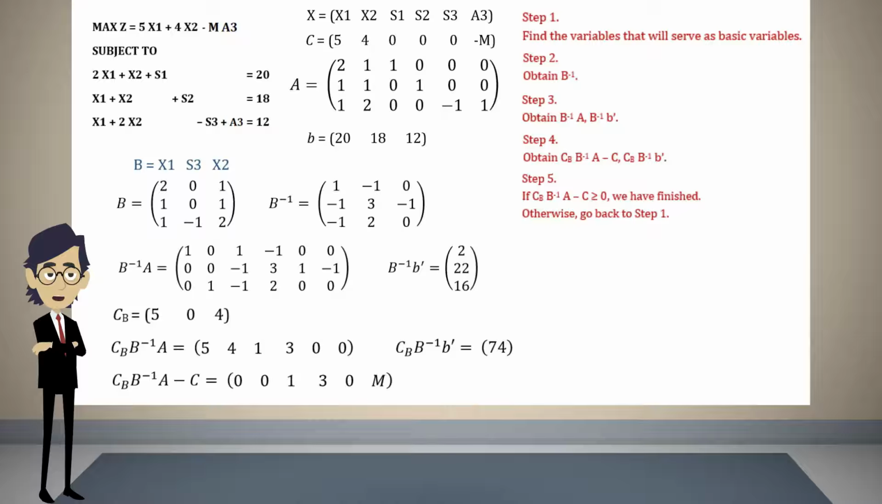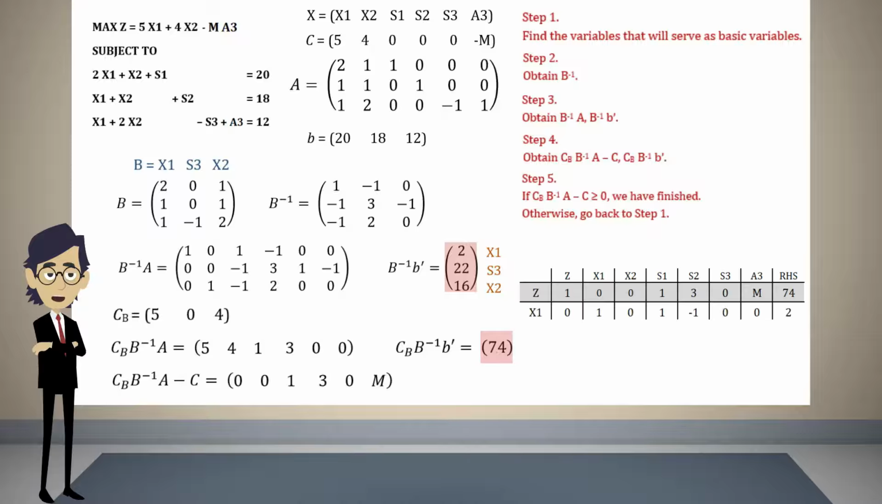As you can see, there are no more negative numbers left, and so, we have arrived to the optimal solution. The results can be seen in the right-hand column. The first of those values represent the value of the variable x1, the second is the value of s3, and the third one is the value of the variable x2. And the value of z is 74. These results also totally coincide with the results of the tabular simplex method.